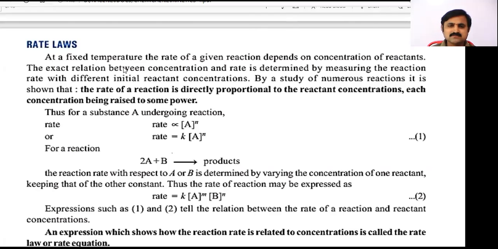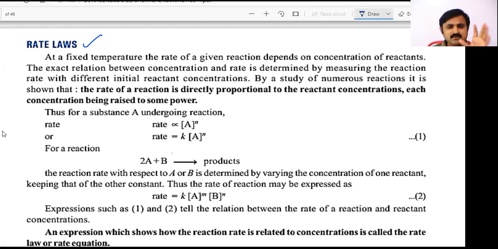Today we would like to start with the rate laws. What is the concept? Rate laws. Rate law is also called the rate expression or rate equation. At a fixed temperature, the rate of a given reaction depends on the concentration of the reactants. The exact relation between concentration and rate is determined by measuring the reaction rate with different initial reactant concentrations.